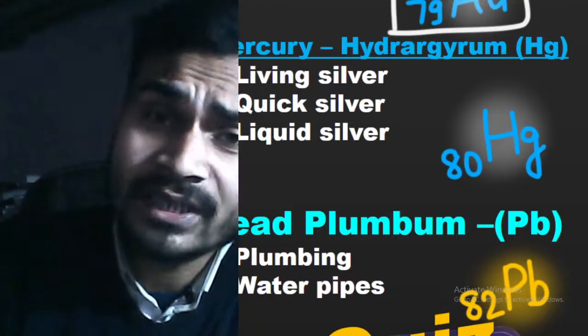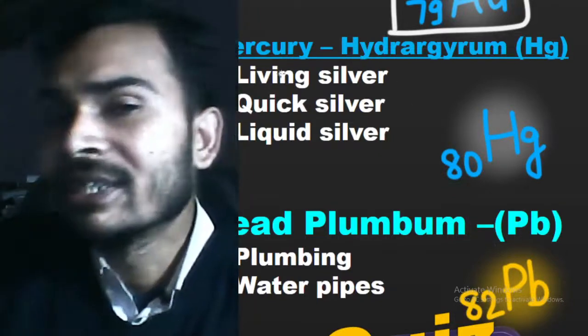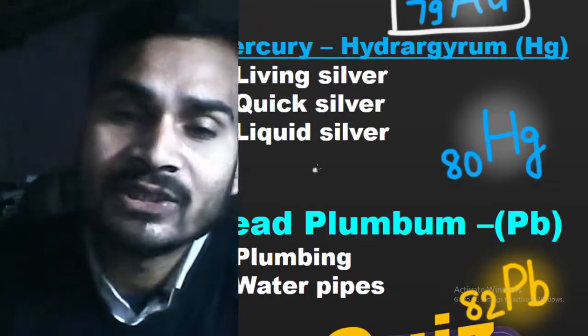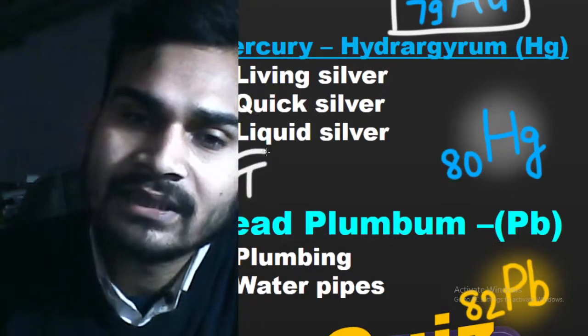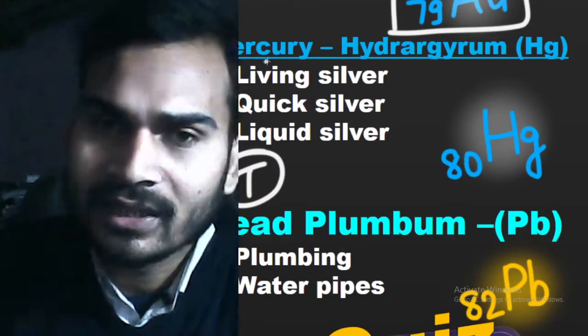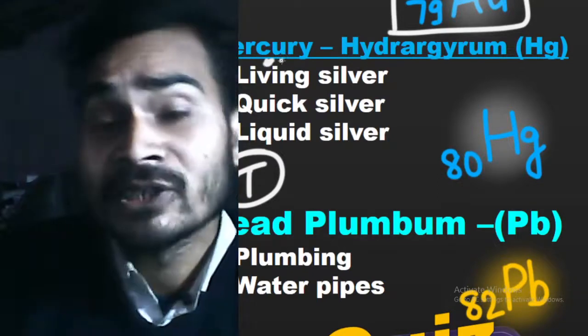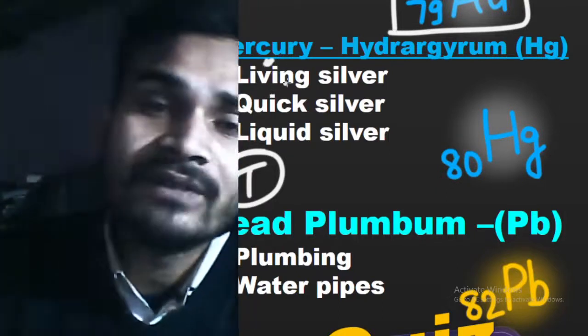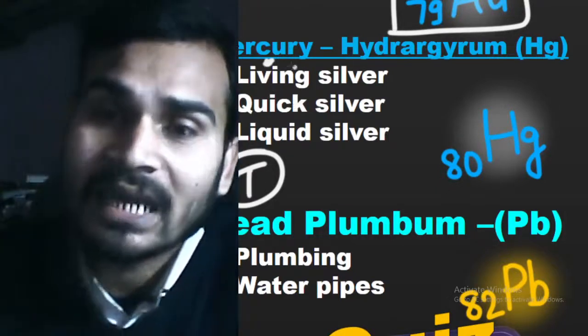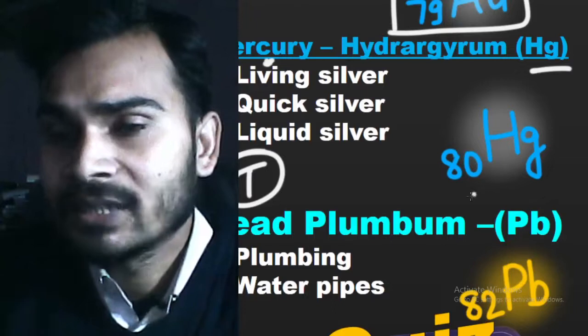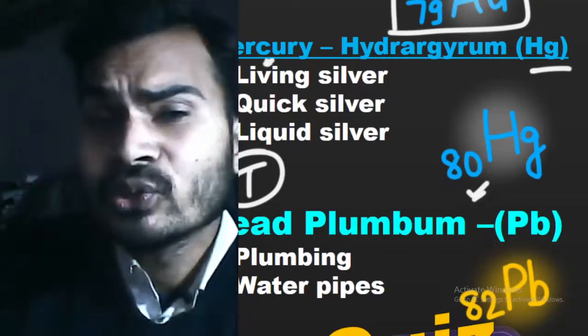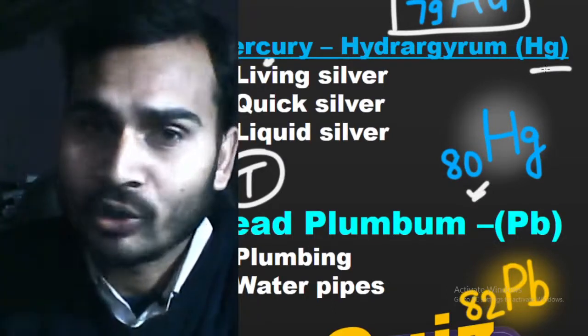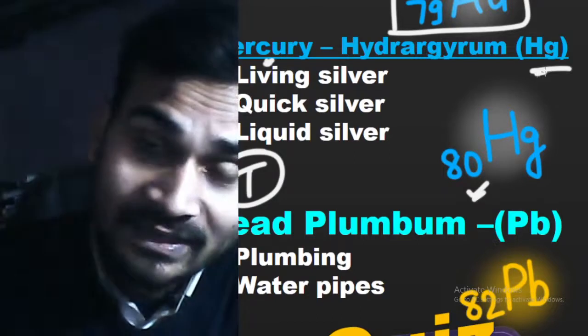The next is mercury. Where is mercury used? You know that it is used in thermometers, and it is also called a liquid metal. It is the only metal found in a liquid state at room temperature, and its symbol is Hg. Its atomic number is 80. Mercury does not start with M or Me; its symbol is Hg.